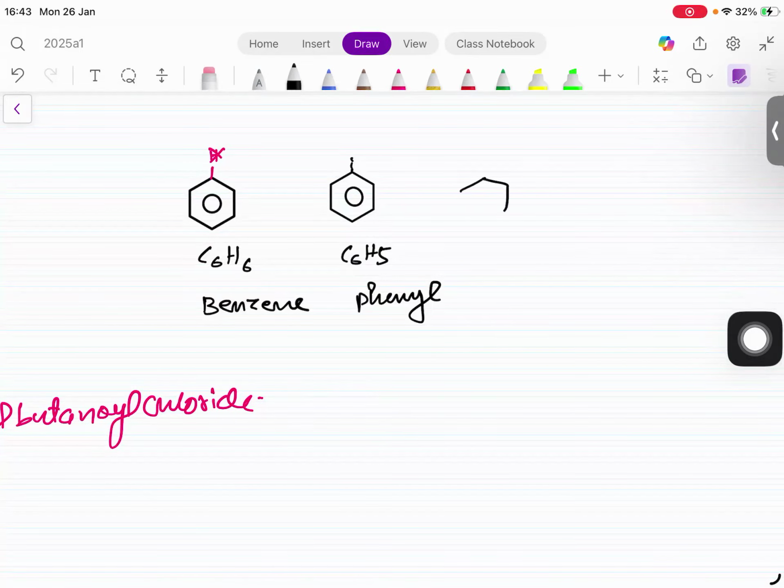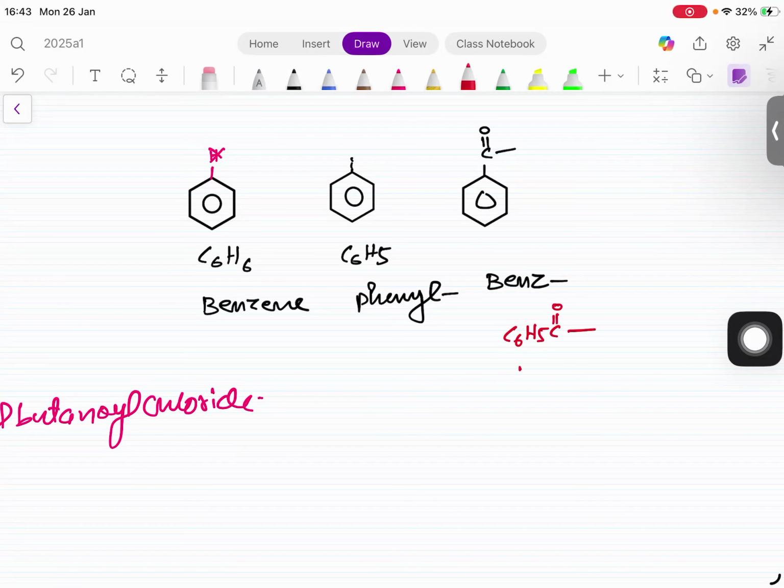This is the rule. Once you have, instead of that hydrogen, CO, then you call it benz. What do you call it? Benz. So C6H5CO is benz. C6H5 is phenyl. And C6H6 is benzene.